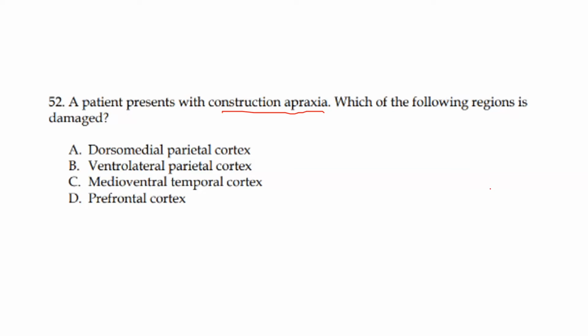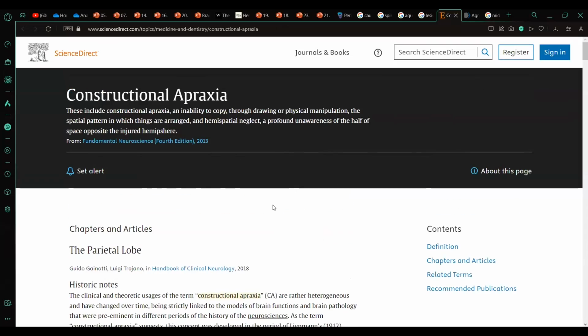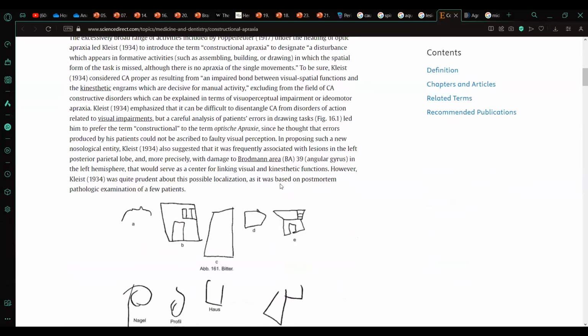Yeah, this one's a bit of a thinker. But basically, construction apraxia is where you give someone a drawing and they can't copy it, right? Which is a presentation that commonly presents with Gerstmann syndrome. Let me just pull up the receipts. So here we have construction apraxia, roughly.